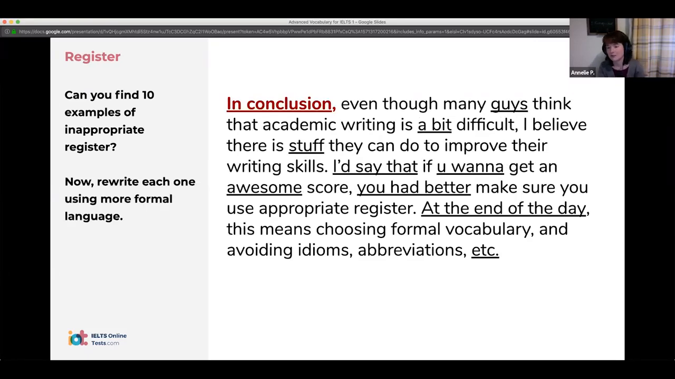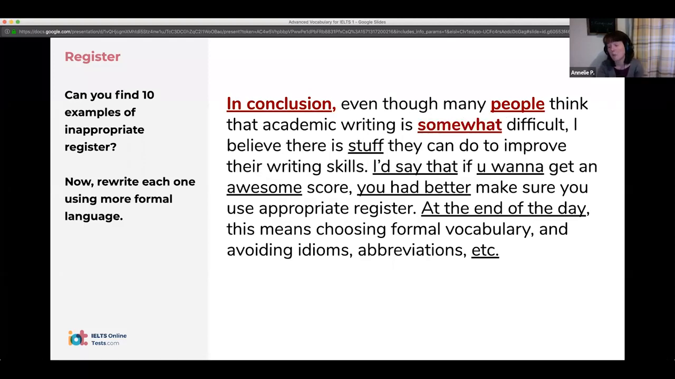Yeah, okay, so there's various ways: to summarize, in conclusion, to conclude. Okay, people works very well. What could we change? It's a bit difficult. Okay, very nice. Yeah, somewhat or quite. I like somewhat particularly. Okay, but quite also works very, very well. Okay, there's stuff we can do.